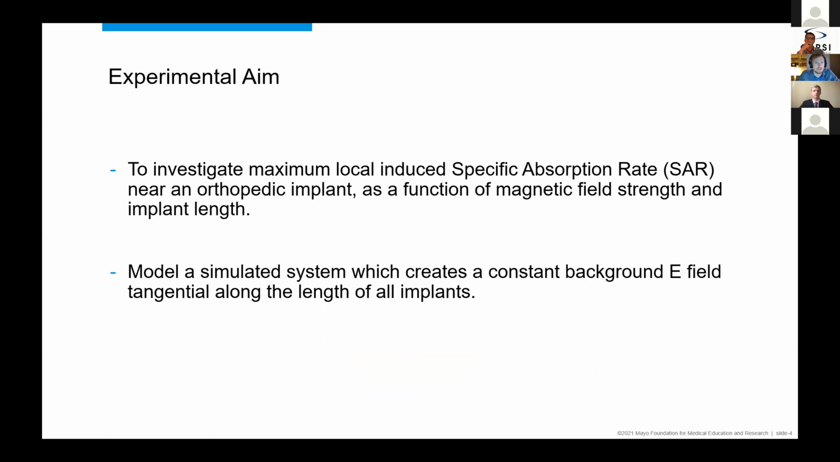So with all that said, the aim of our experiment here was we wanted to be able to investigate the maximum local induced specific absorption rate, or SAR. And when I say SAR, it's really just the amount of energy going into the tissue volume itself. We wanted to be able to look at the SAR near an orthopedic implant as a function of both magnetic field strength and the implant length. And to do this, we wanted to be able to model a simulated system which created a constant background E field along the length of all of our implants tested. Next slide.